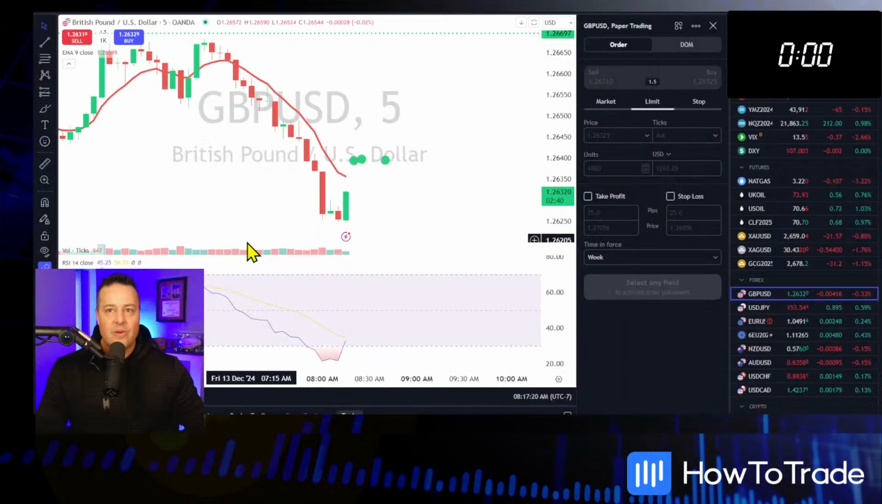And right now, this British Pound USD is coming right to us, so I'm interested. I'm interested in taking that long, potentially on the 5 minute.